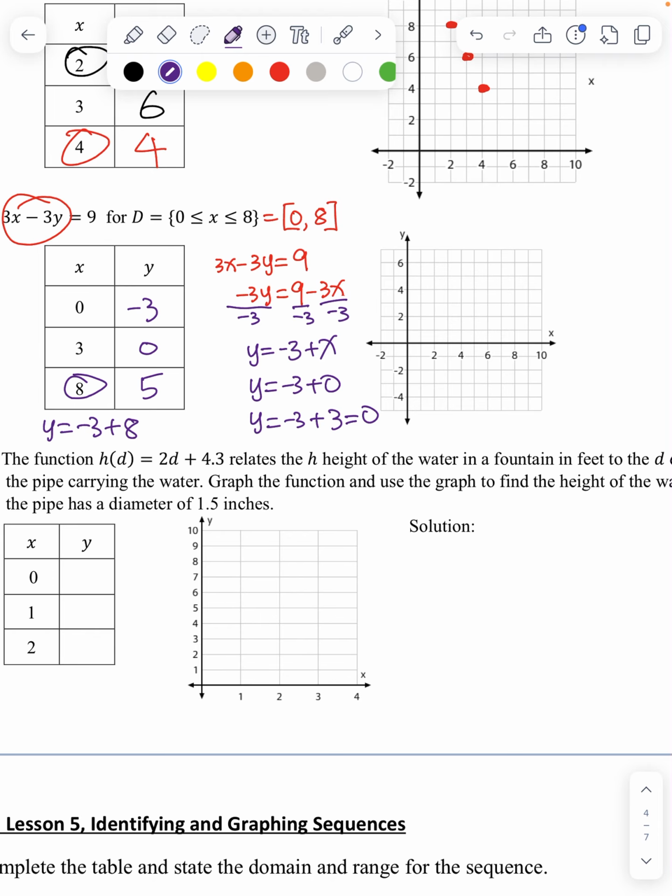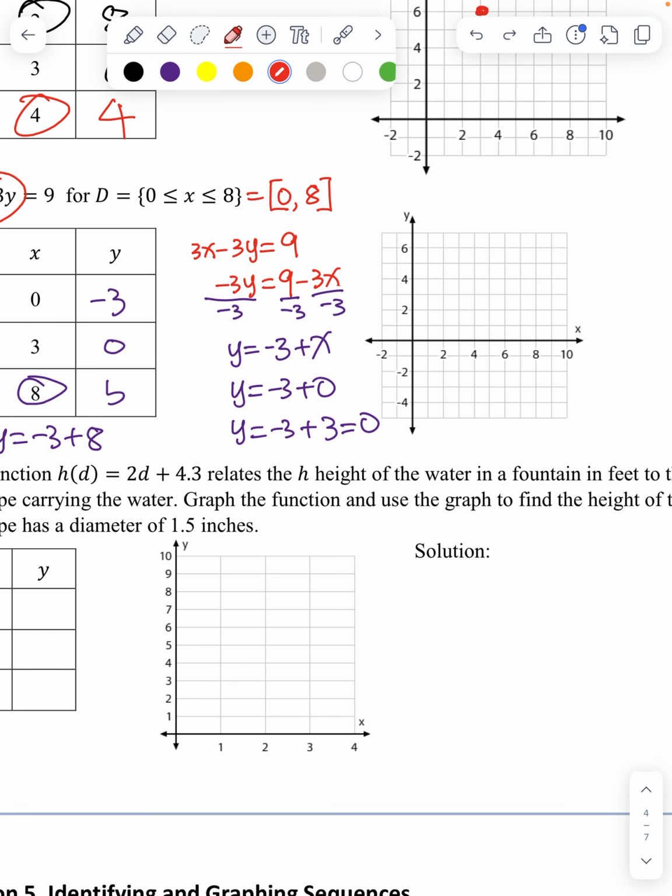First point, 0, negative 3. So when x equal to 0, y is negative 3, right here. Second point, 3, 0. So this time x is positive 3, right here. The y value is 0. That means this point is on the x-axis. So 3, 0 right here.